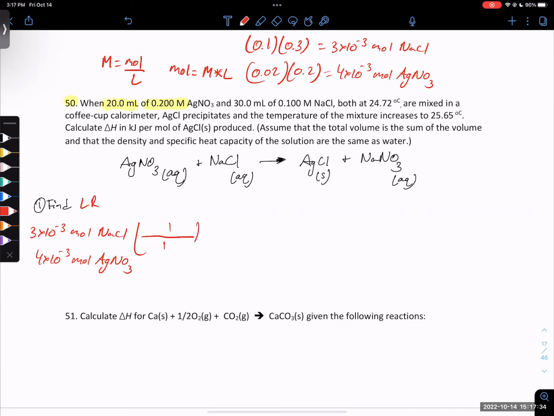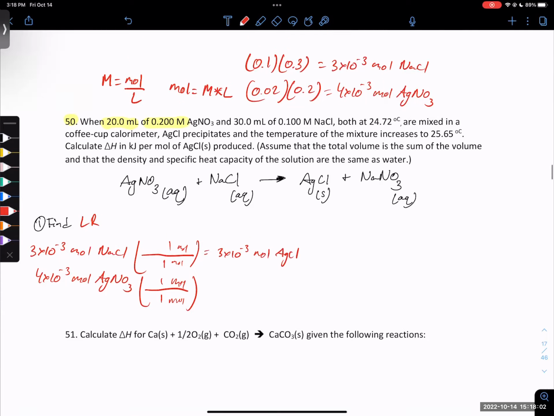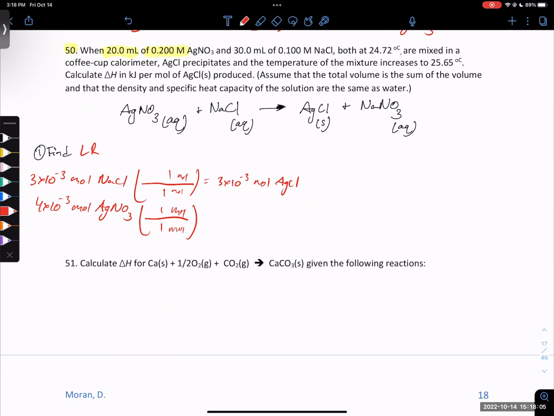Exactly, it's a 1-to-1 ratio. So we'll say it's equal to the silver nitrate. As the person in the front has said, it is a 1-to-1 ratio, in fact. So it is 3 times 10 to the negative 3 moles of AgCl, not NaCl. And then also the same right here, so you'll get 4 times 10 to the minus 3 moles of AgCl.